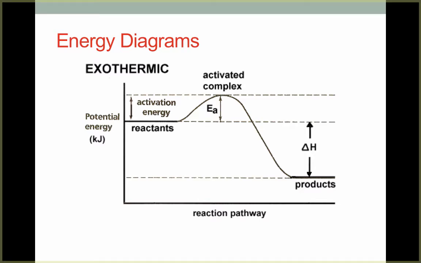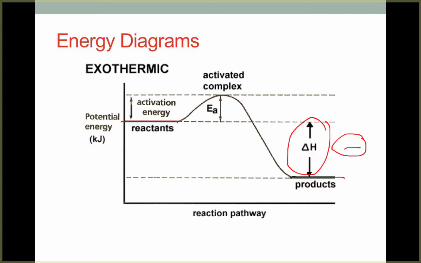Here's an energy diagram for an exothermic reaction. First, notice that the reactants are higher in energy than the products. This means that our delta H will be negative. This reaction is releasing energy. If you think of delta H as the difference between the final and the initial, you'll see that our final is lower than our initial, giving us a negative delta H.